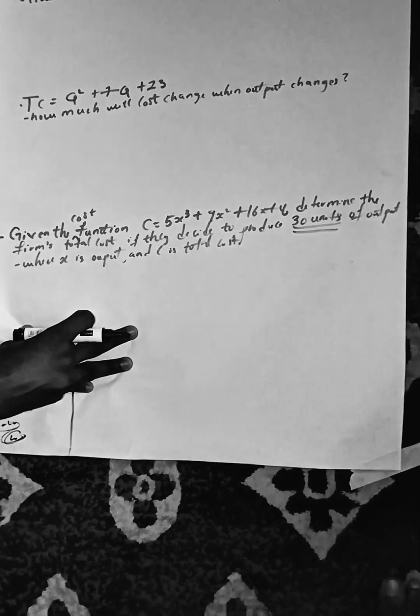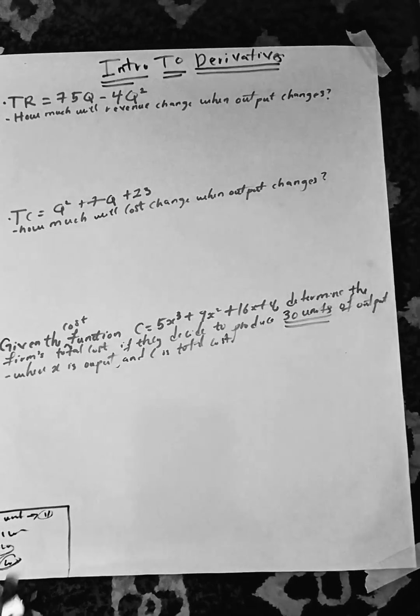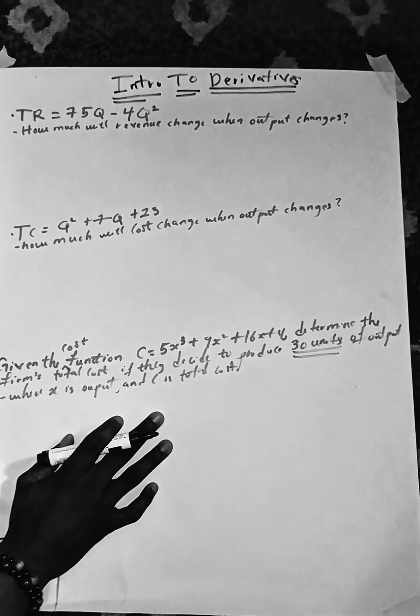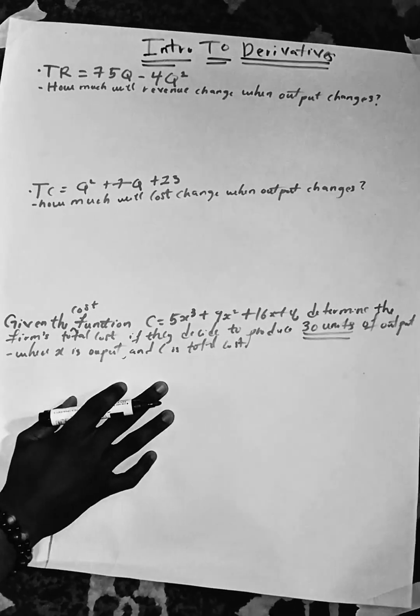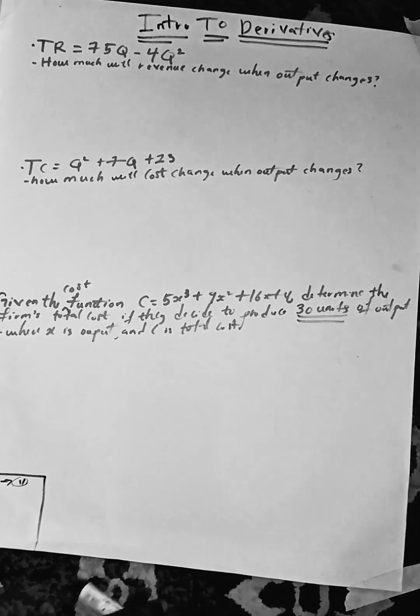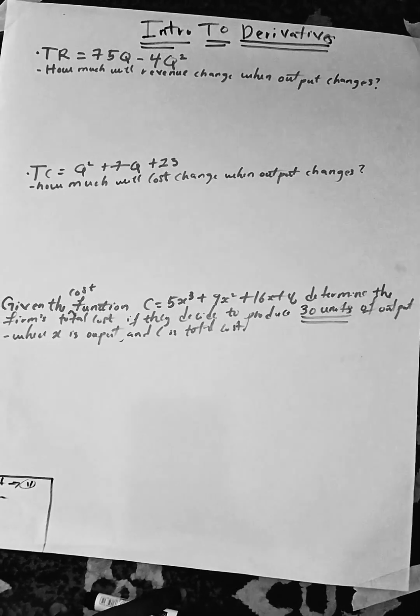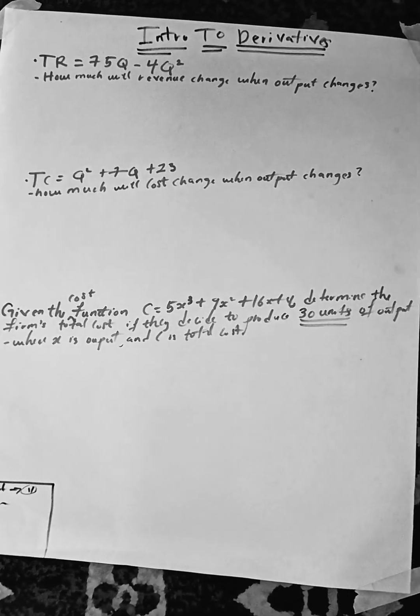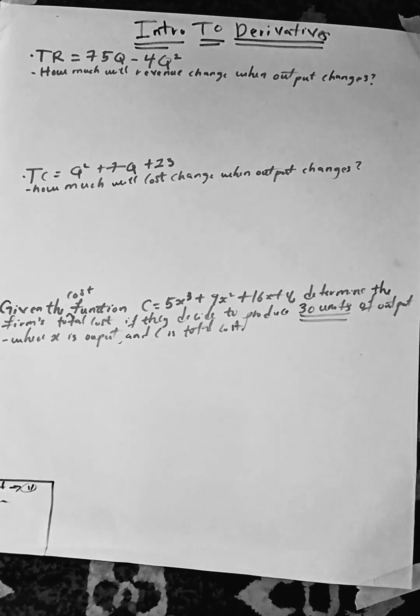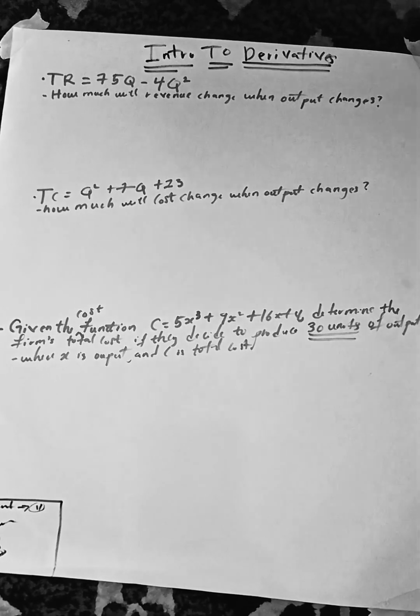So here we have a function, we don't have actual numbers. It says, how much will revenue change when output changes? This one is just basically asking you to find the derivative of the function, or the marginal revenue function. Nothing too serious. You are only required to differentiate this function. That's one of the ways in which we apply derivatives in economics.